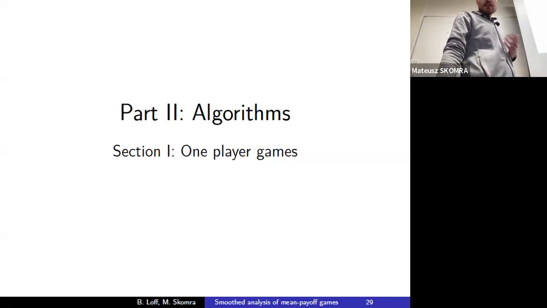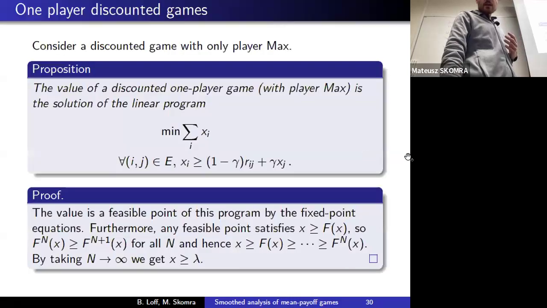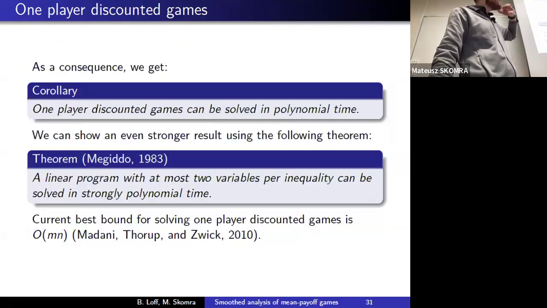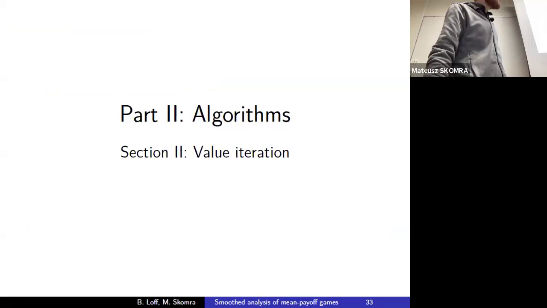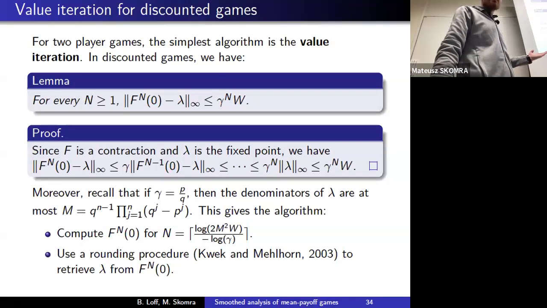So basically, in the brief overview, we will first talk about the one player case. And we will see that in the one player case, we can solve games in polynomial time. There are algorithms for discounted games, for instance, based on linear programming. And for mean payoff games, it goes to the result of Karp about solving mean weight problems. And then the second kind of algorithms that we can do is value iteration. This is already what we've seen. For discounted games, it's about iterating the Shapley operator.